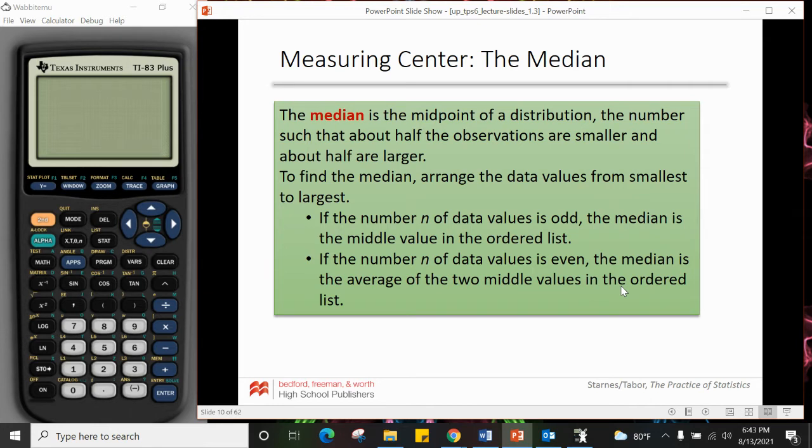The second way to describe center is the median. The median is the midpoint of a distribution, the number such that about half the observations are smaller and about half are larger. To find the median, arrange the data from smallest to largest, and then you just go and find the middle. If the number of data values is odd, the median will fall right in the middle. If it is even, you'll get two numbers and you just take the average.